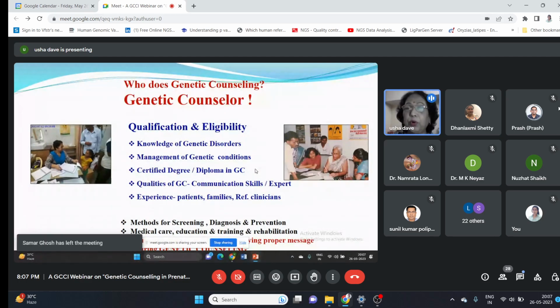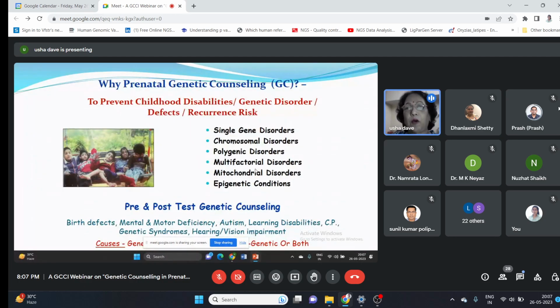Through the case scenarios which I'll be presenting in the next half of the talk, you will see the challenges or issues, and what the genetic counselor does during prenatal genomic testing or diagnosis.